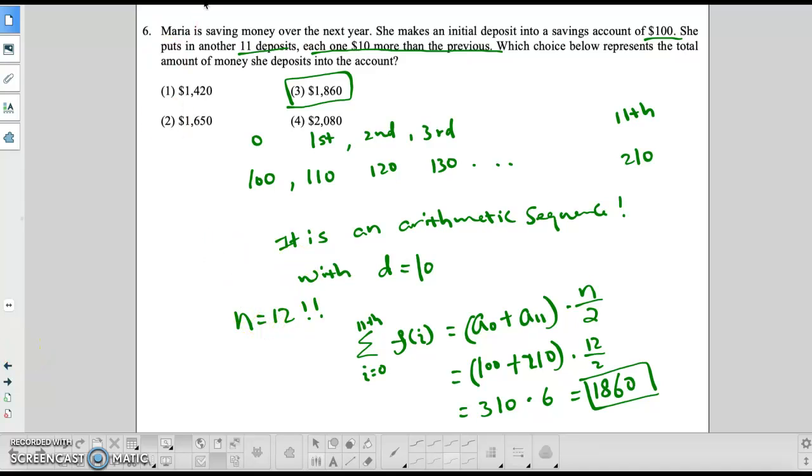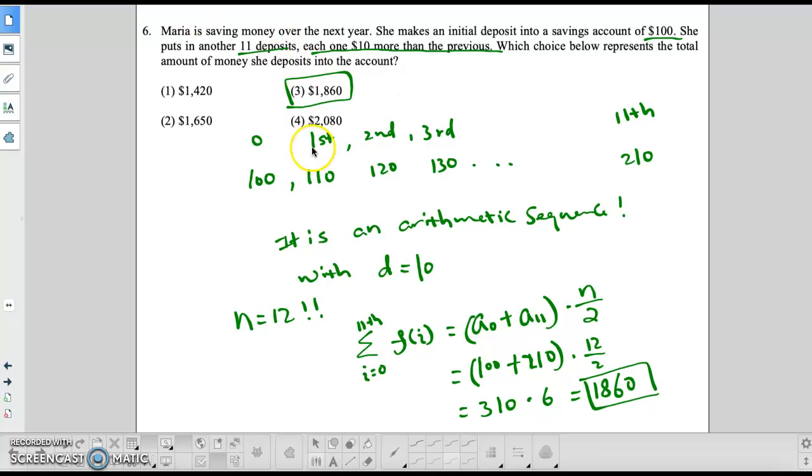Okay, guys, now let's look at question 6. Maria is saving money over the next year. She makes an initial deposit into the savings account of 100. She puts in another 11 deposits, each one 10 more than the previous. Based on this description, let's create a list of the numbers.